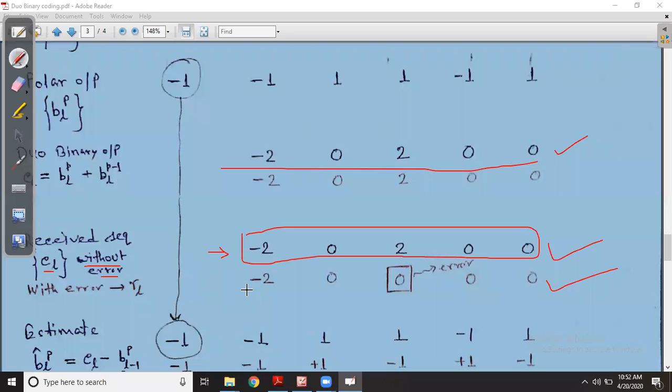And the next thing we will consider is that with some error also we may receive. Suppose 2 was transmitted, but due to some noise, we are receiving 0. So this voltage level is now in error. With error we are denoting it by RL. That's all.